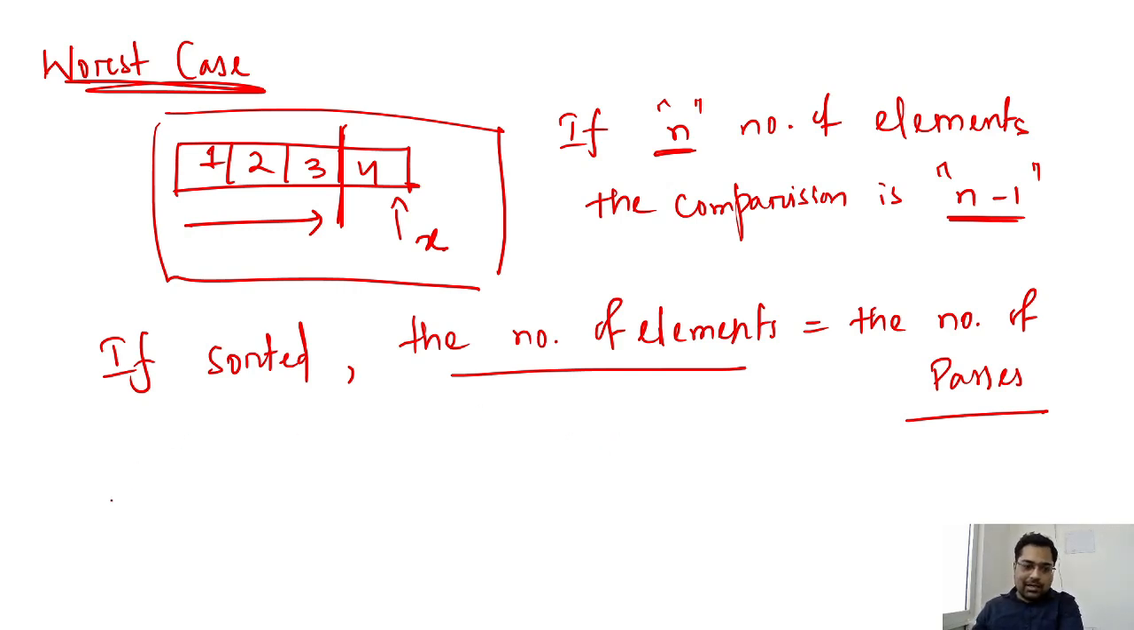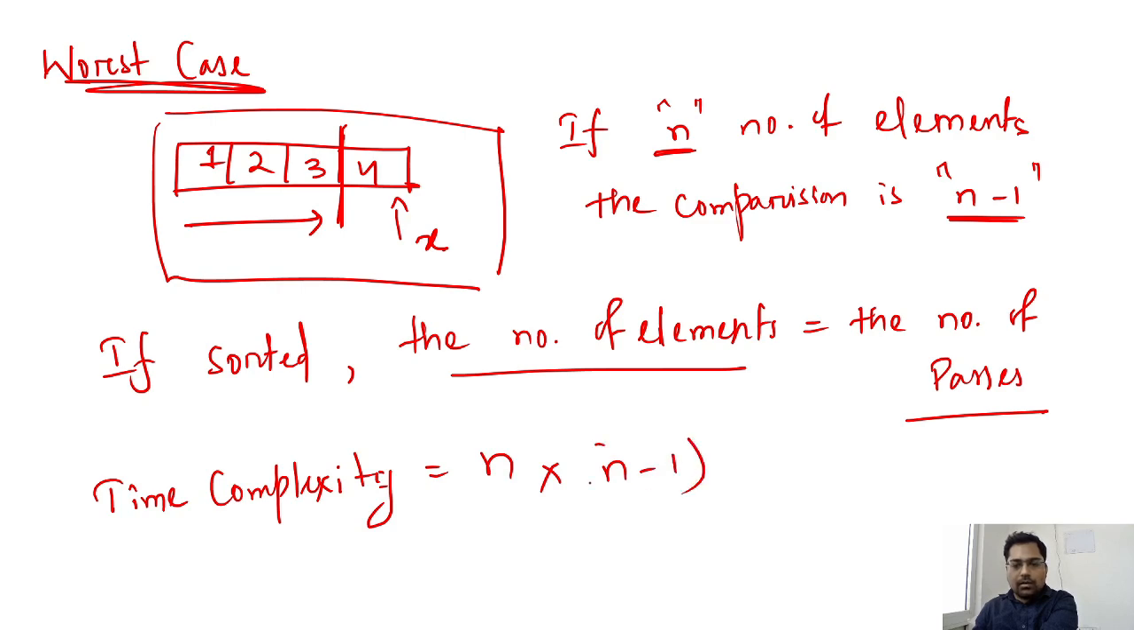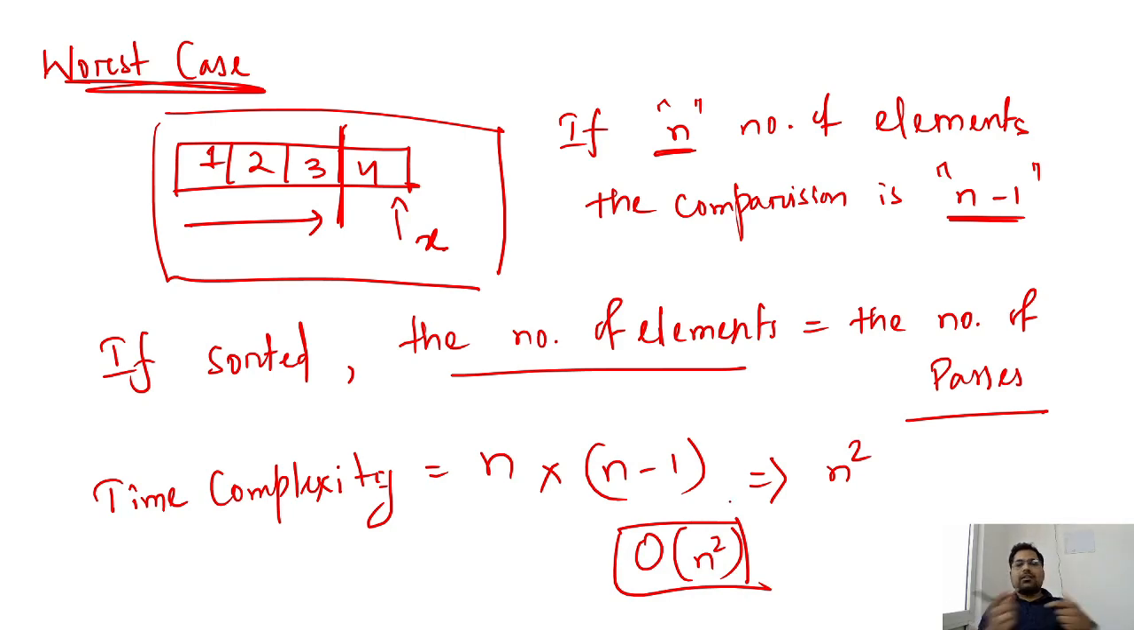So the time complexity could be n into n minus 1, which is n square. We must write the time complexity as this. So n square we are getting instead of n log n, because it is sorted. We are getting the worst time complexity though it is sorted.